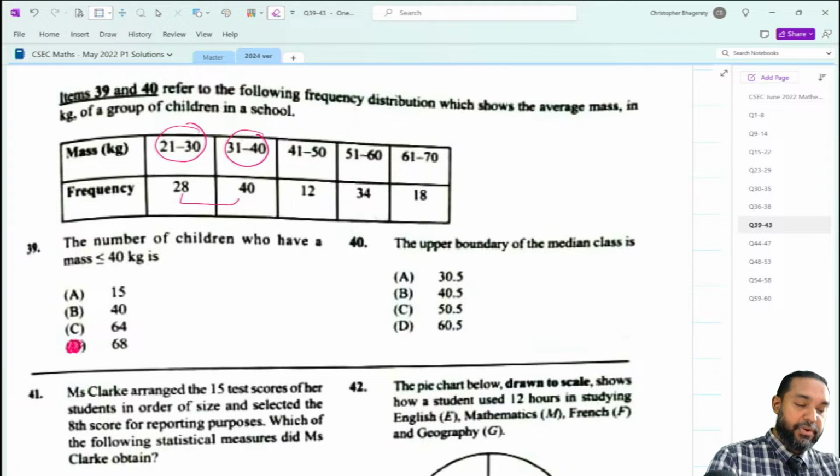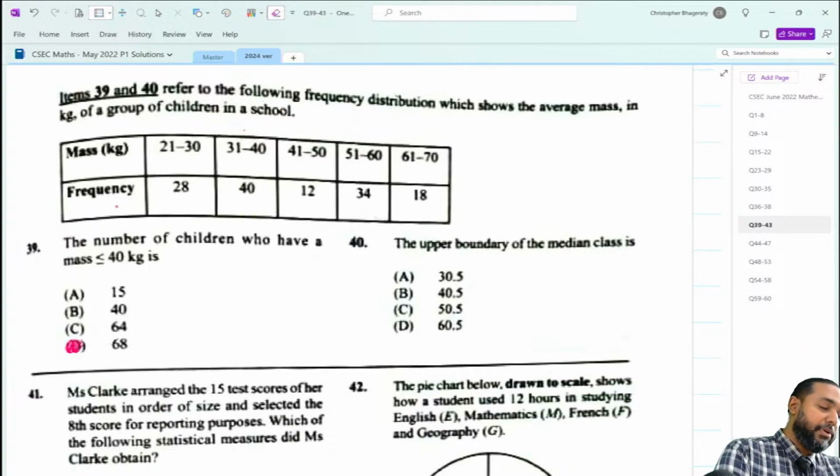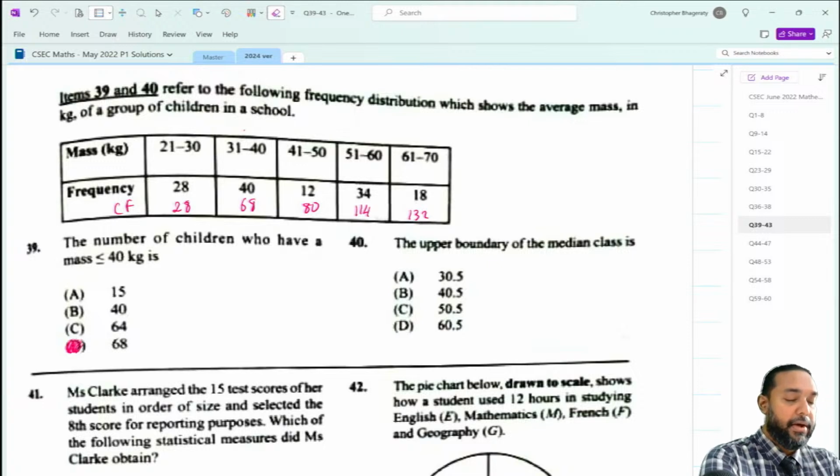Next, the upper boundary of the median class. Right? Okay, so the median class is the class in which the person halfway lies, right? So to check that out, let's do a CF, right? So 28 plus 40 is 68. 68 and 12, 80. 80 and 34 is 114, plus 8 is 132. That's a stupid number. Anyhow, right.